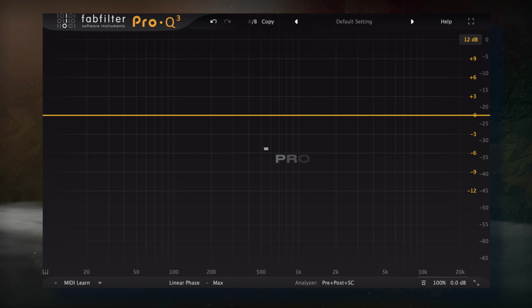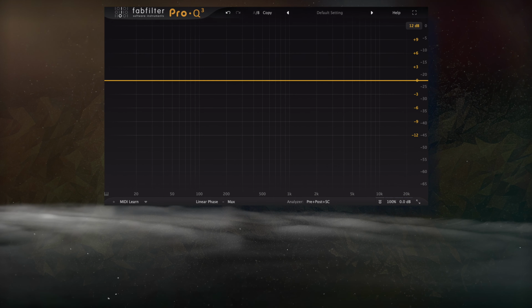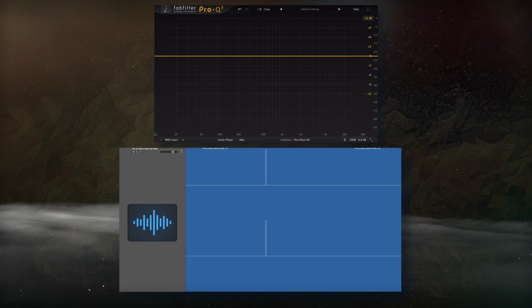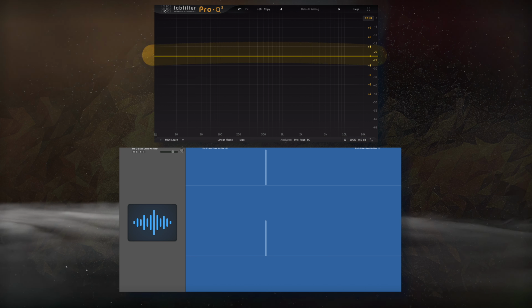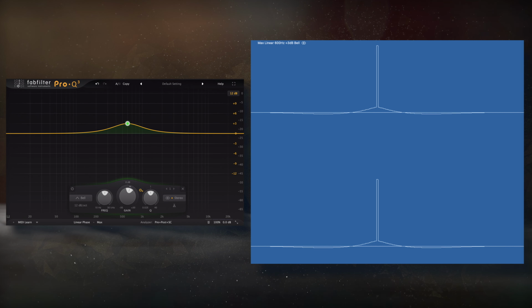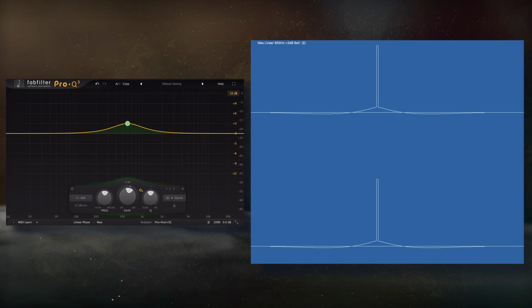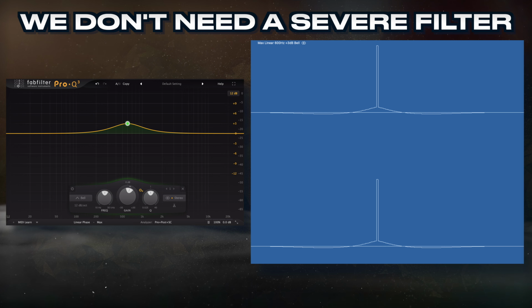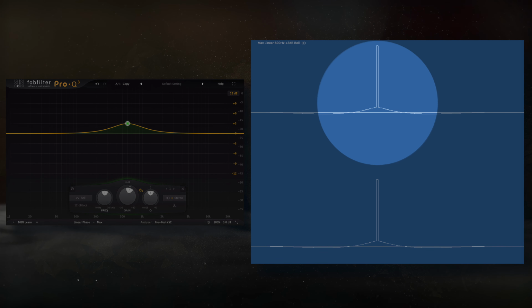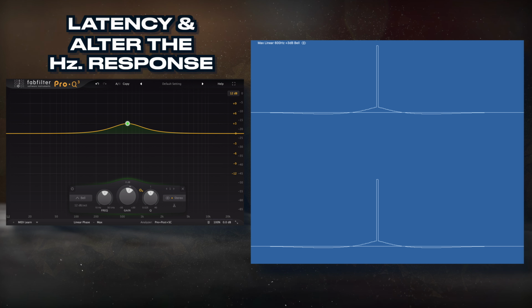the distortion. Next, we have the Pro-Q 3 equalizer set to its max latency setting, yet if we observe the waveform, we'll notice no pre-ringing. This is because I've made no changes to the frequency response. As soon as I do, we'll observe pre-ringing distortion. Now note that with the second EQ test, I used a 3 dB bell filter at 600 Hz. The fact we can observe pre-ringing suggests that we don't need a severe filter to cause this type of distortion. All we need is for the plugin to introduce latency and alter the frequency response.